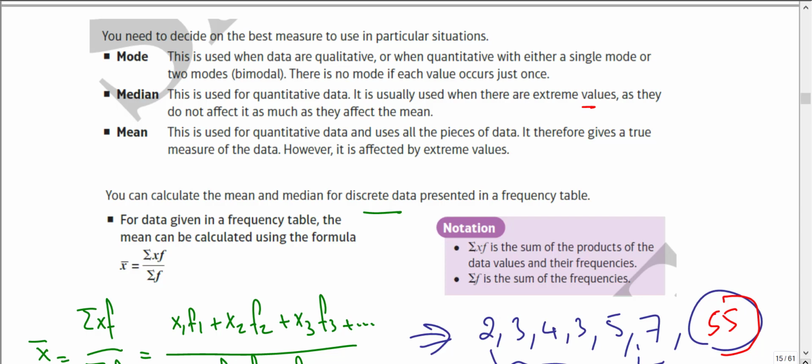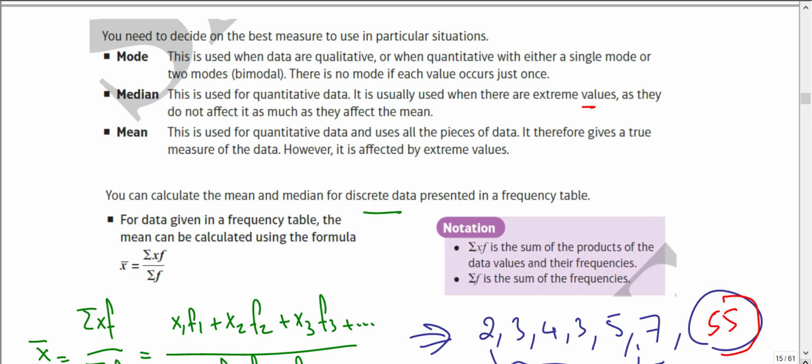The mode would be the best when the data are qualitative. Qualitative means non-numeric. When I ask you what's your favorite country, what's your favorite color, you will not say 3 or 30 or 31. You will say blue, Germany, Egypt, USA, whatever. So this is qualitative, not quantitative. They say, or when quantitative with either a single mode or two modes, bimodal. There is no mode if each value occurs just once. If all the values occur once, there is no mode.